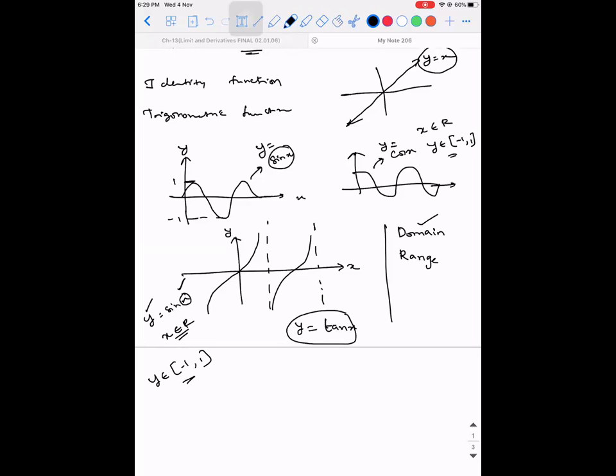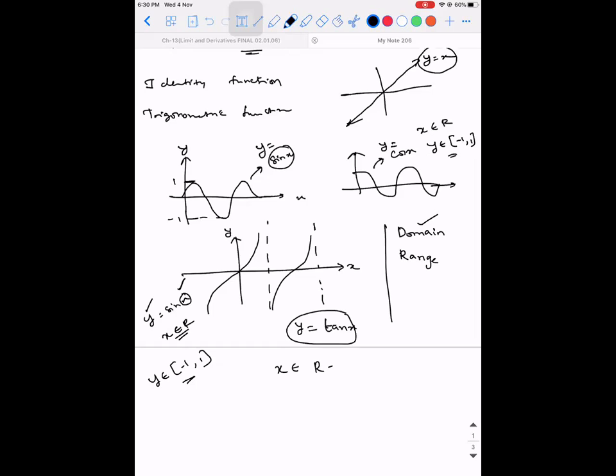Sir, minus infinity to infinity will be the range. Domain is all real numbers. Think about it, Meenakshi. There is a mistake. It is not all real. So domain is x belongs to all real numbers except a few numbers. What are they?